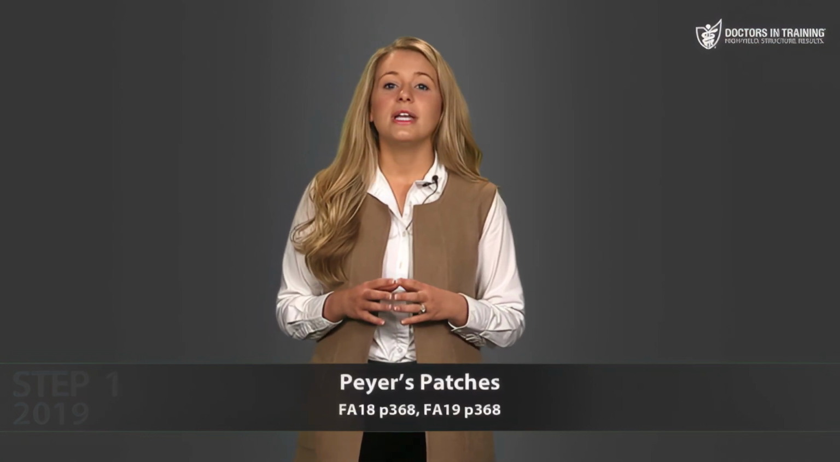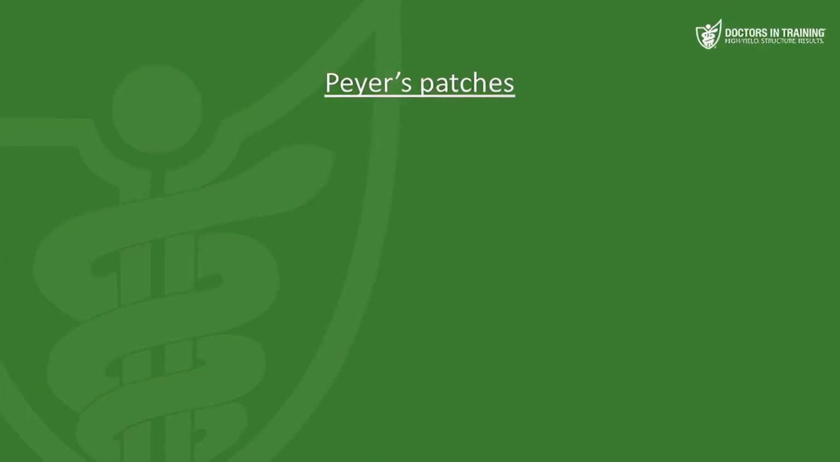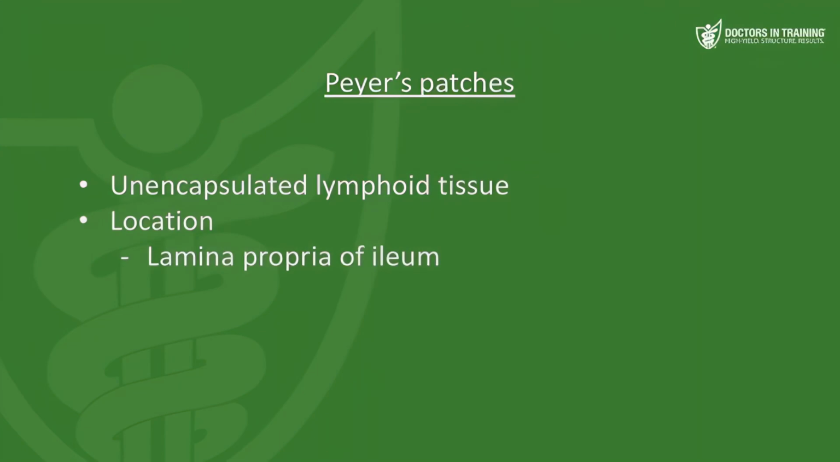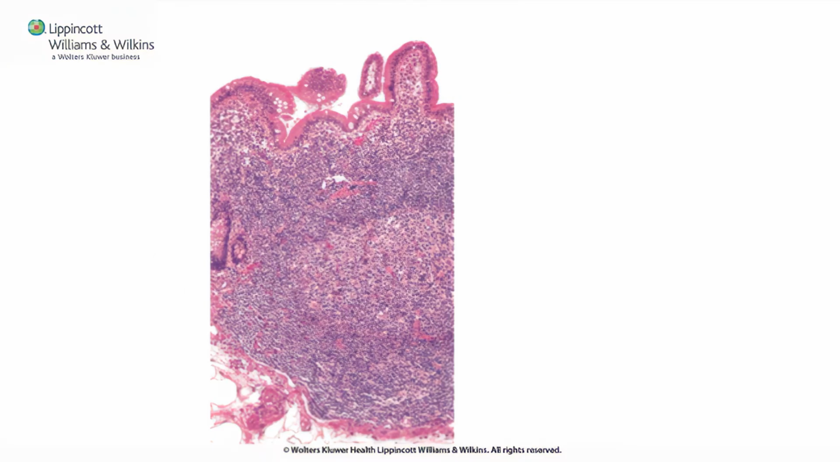One type of GALT is found exclusively in the ileum. These are called Peyer's patches. Peyer's patches are unencapsulated lymphoid tissue found mainly in the lamina propria of the ileum and also extending into the submucosa. So this unencapsulated lymphoid tissue is not like lymph nodes that have a capsule surrounding them. And these Peyer's patches are only found in the ileum, and that's how you can tell the ileum from the jejunum, microscopically. Here's an image of a Peyer's patch.